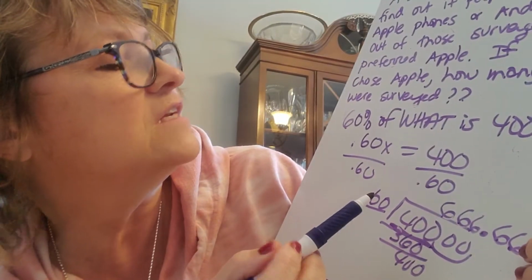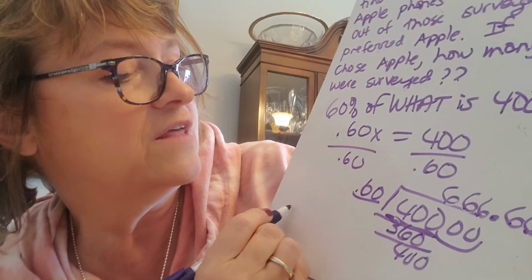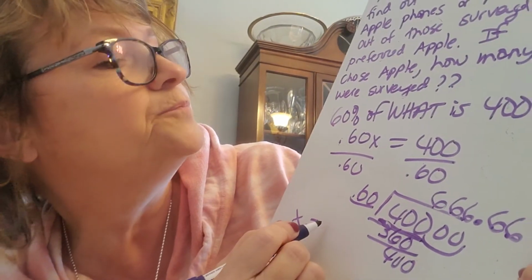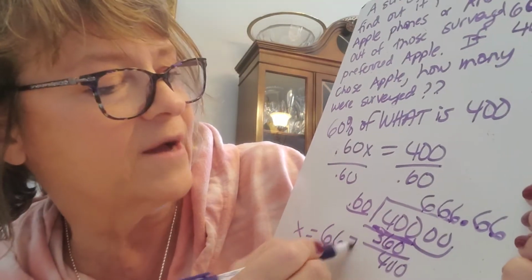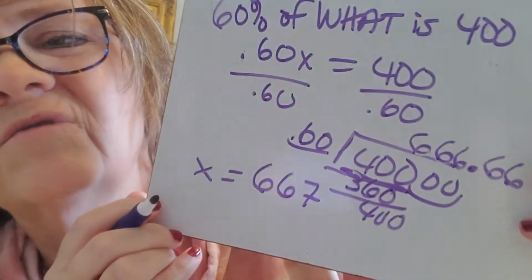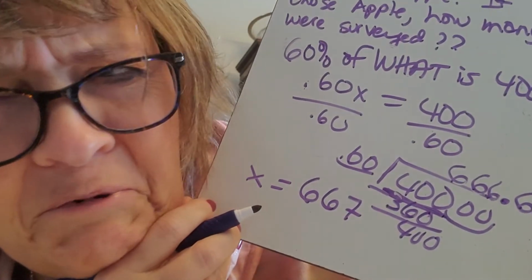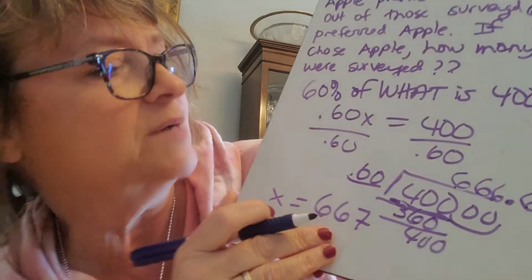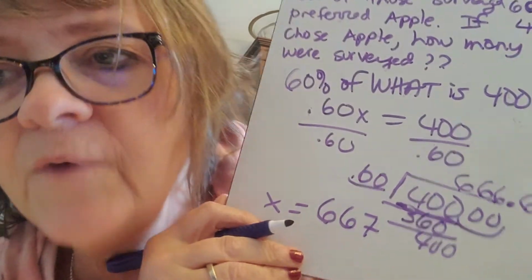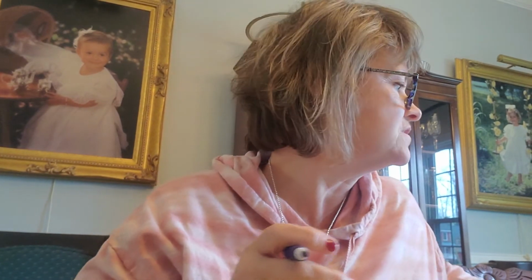All right, it did not ask what percent, so this is going to be good enough. I would just say there were about 667 people, because you can't have 666.6 people. That would be kind of gross. So I'm just going to round it up to 667 people. Okay, is that cool?